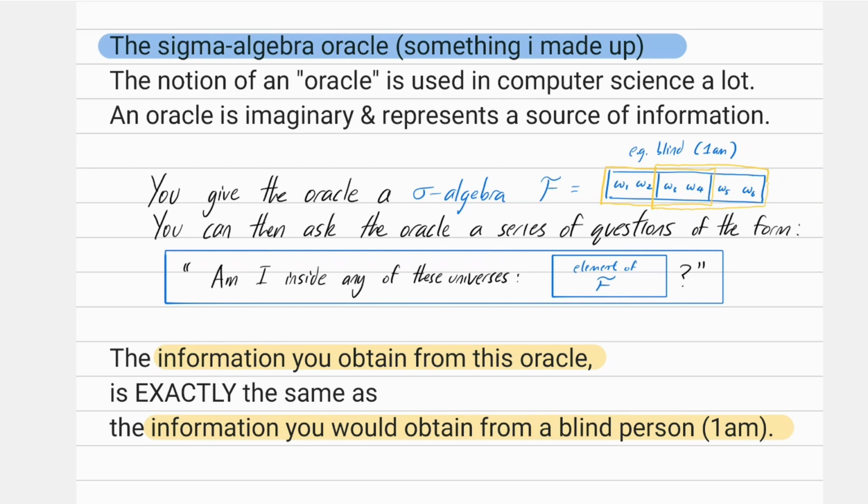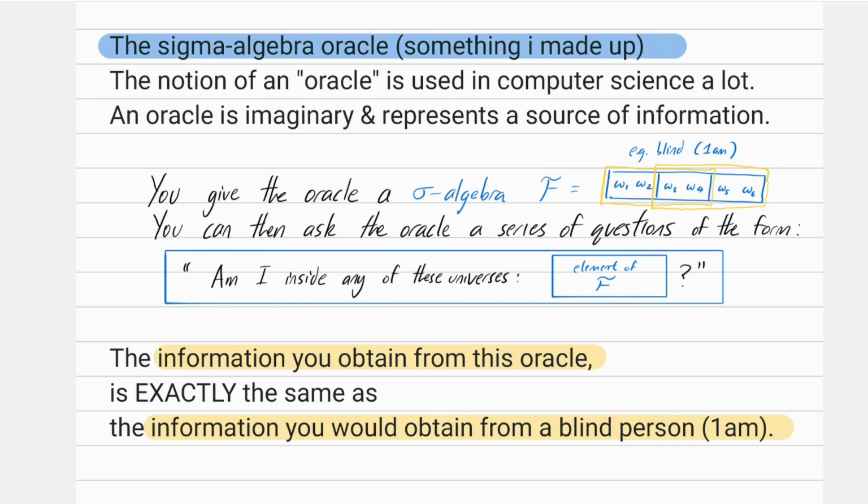Okay, so far we've discussed what it means to obtain a sigma algebra that represents the information that an observer has about what universe they're in. Now we're going to try to go the other direction, which is to answer the question, how do we obtain information from a sigma algebra? And we can do this through the notion of an oracle, and this concept is used in computer science a lot, and it just represents a source of information in a very abstract way.